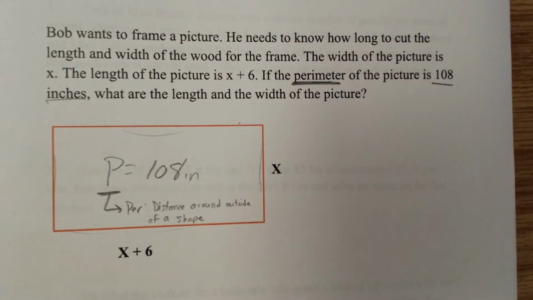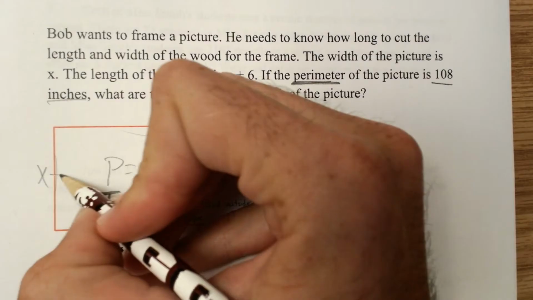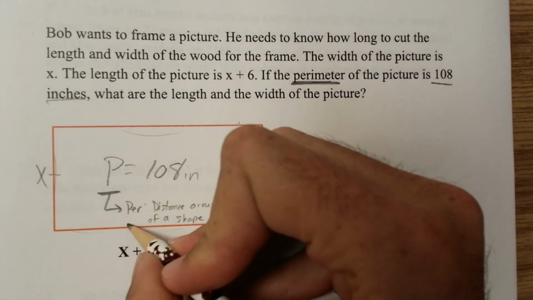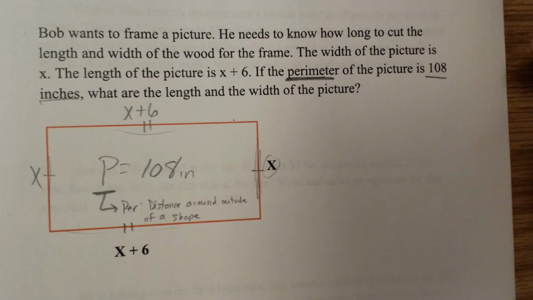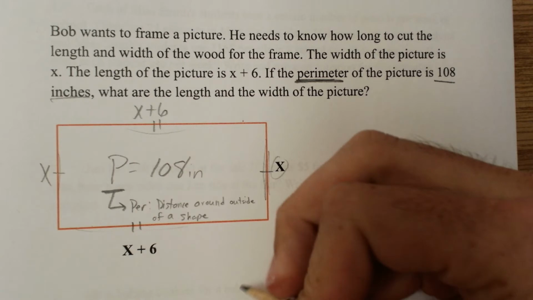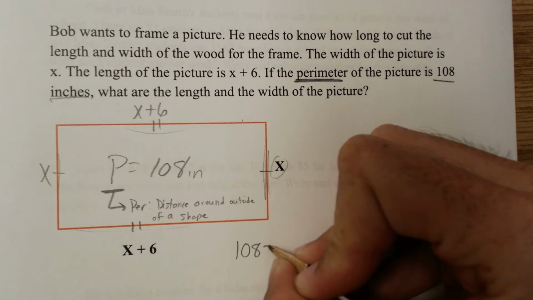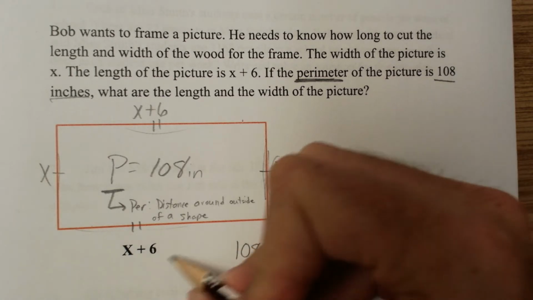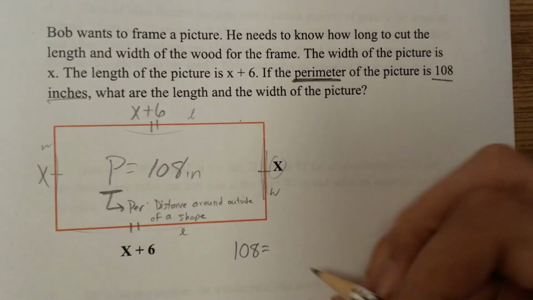Okay, another thing you're expected to know is that in a rectangle, if this side is x, this side is x. These two sides are the same length, as well as these two sides being the same length. So this would be x plus 6 also. So using our knowledge that we've learned the past few weeks, we're going to write an equation here. We know 108 is equal to the length plus the width plus the length plus the width.